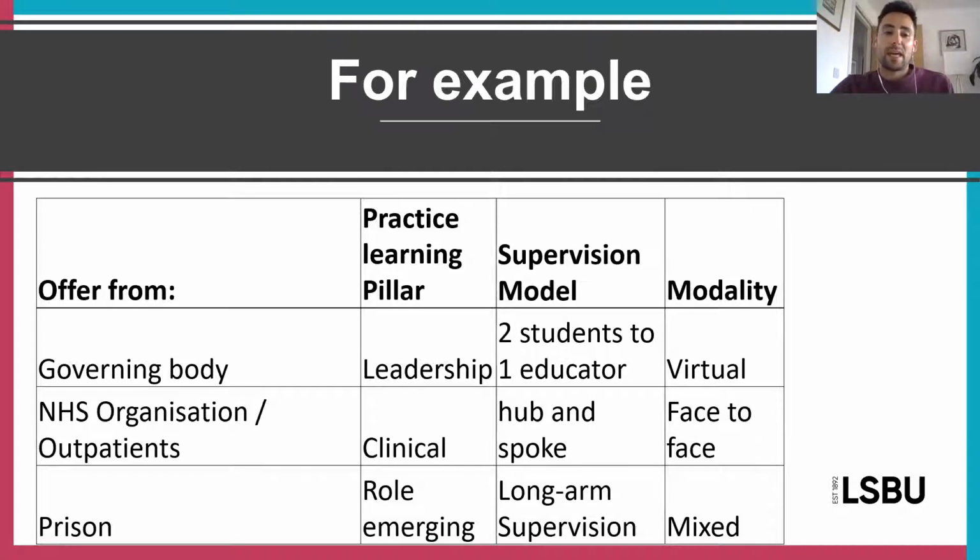So for example, we may have an offer from a governing body, for example, the CSP or the College and Society of Radiography. So that main pillar of practice will be leadership, and that will be our primary focus. The model of supervision may be a 2-to-1 model, so 2 students to 1 educator, and the modality for that placement might be virtual. Once we begin to develop templates around these areas, it will become easier and easier to reproduce these placements. And we've created a leadership handbook and are in the process of developing a research handbook with occupational therapy.